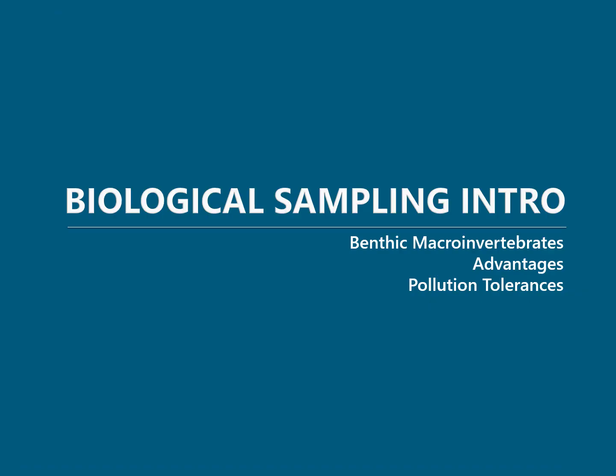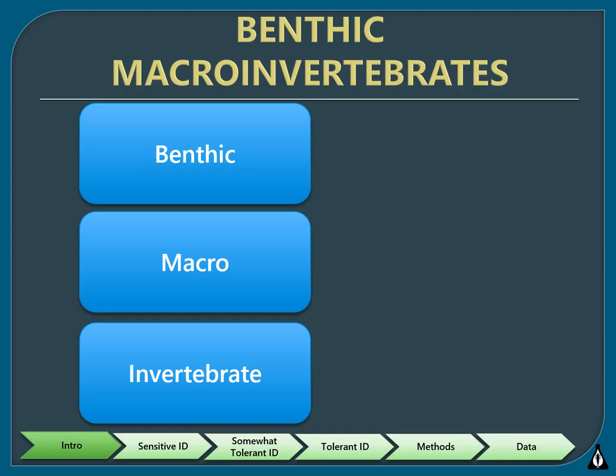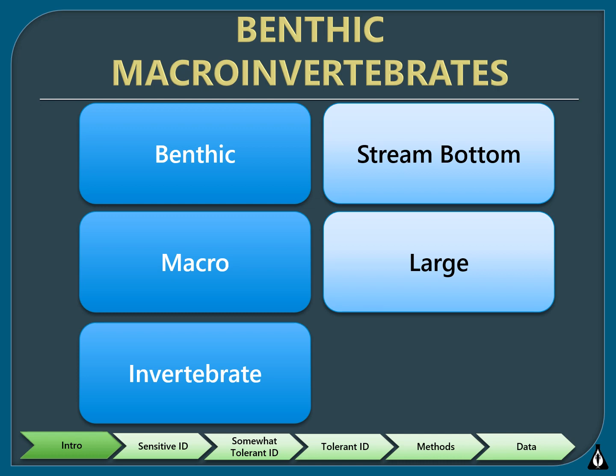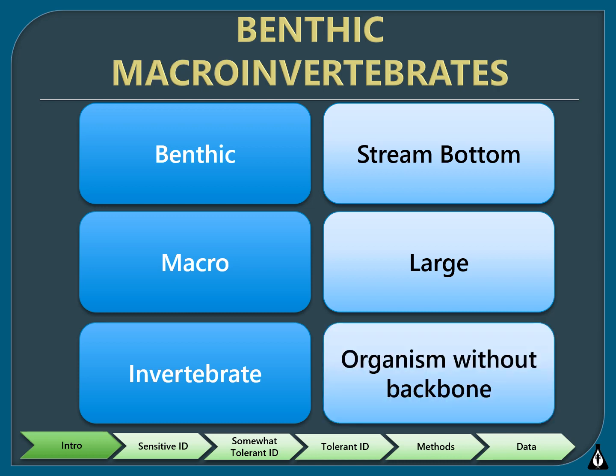To start things off, we'll define benthic macroinvertebrates, the advantages of using biological sampling as an indicator of water quality, and the different categories of pollution tolerances that categorize different species of macroinvertebrates. It's easiest to break down the term benthic macroinvertebrates into smaller parts to understand what it means. Benthic refers to the bottom of the stream. Macro means large or visible with the naked eye. Invertebrates are organisms without a backbone. So benthic macroinvertebrates are organisms that lack a backbone, are visible without magnification, and live on the stream bottom.